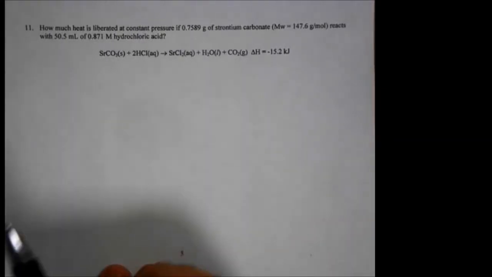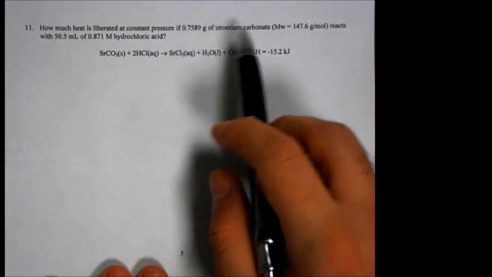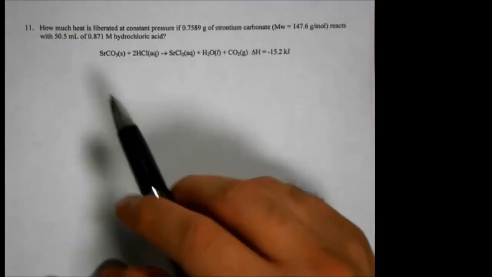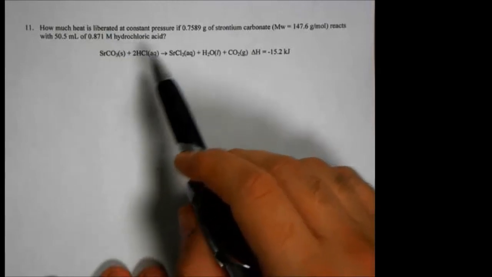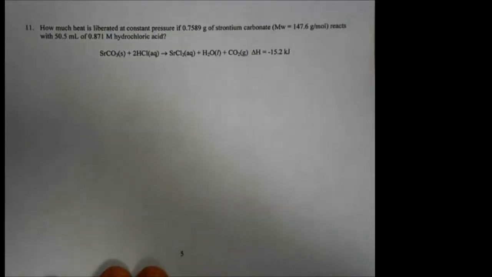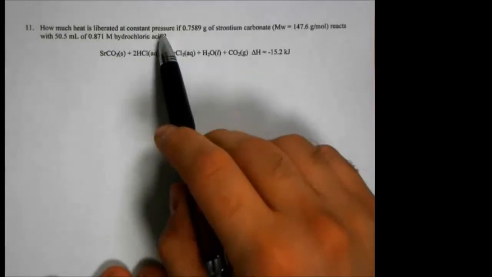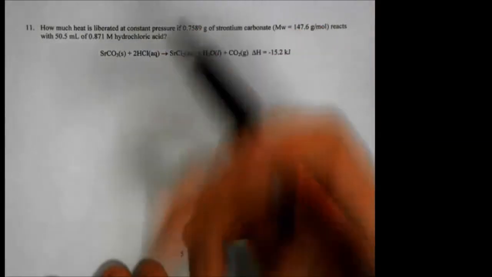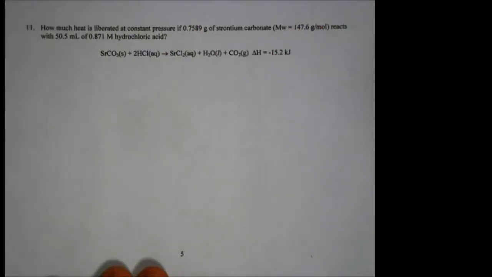Okay, so for problem 11, this is going to be a thermodynamics problem where we are going to have to do a limiting reagent problem. The tip-off in this case is we have the mass of one of the reactants, strontium carbonate, and we have the volume and concentration of another reactant, hydrochloric acid. What's unique about this is that instead of asking how much of something can be produced, it's asking us how much heat is liberated. So we have to basically do a limiting reagent problem, but the final answer, the final target, has got to be in terms of kilojoules produced.